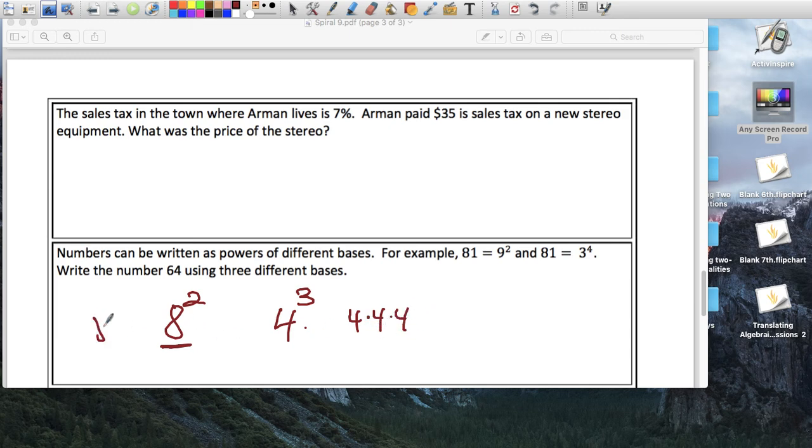And here, let me just expand that out. Another one is using base 2. So 2, 4, 8, 16, 32, 64. That's 2 to the 6th power: 2, 3, 4, 5, 6. And that gives us 64. So I represented 64 using different bases: base of 8, base of 4, and base of 2. Okay.